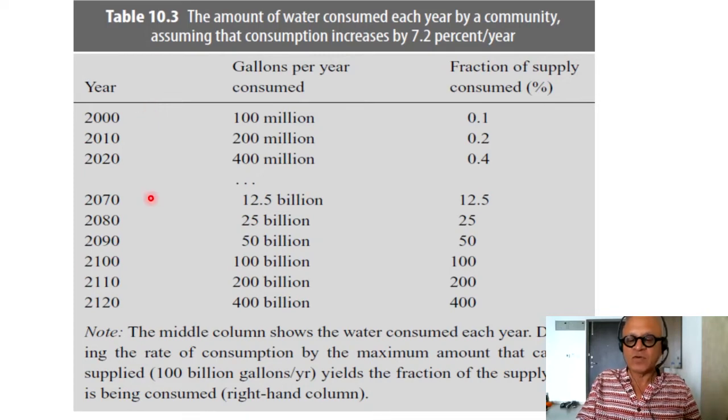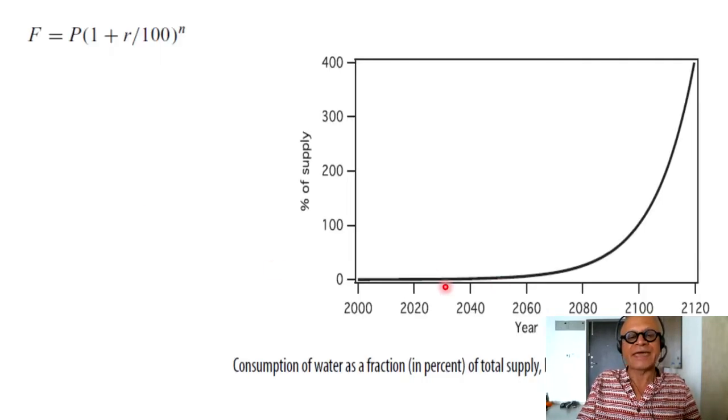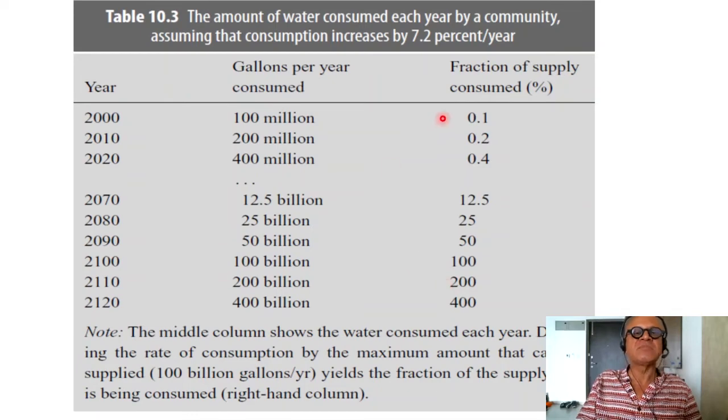So the example of water that I mentioned here, that I jumped ahead, is in this table here. So the amount of water consumed each year by a community, assuming that consumption increases by 7.2% per year. It's made simpler because you can divide 72 by 7.2. You get a doubling in 10 years. So you start, let's say in year 2000, your consumption is 100 million gallons per year, and that's only 0.1% of the supply that you have available. You think that's not a big deal, right?